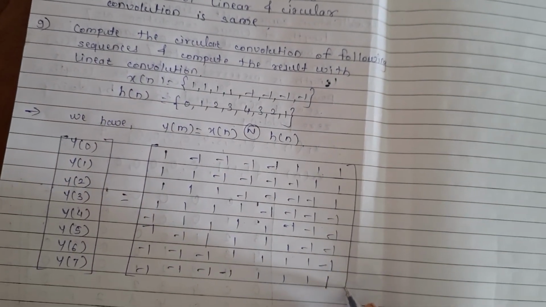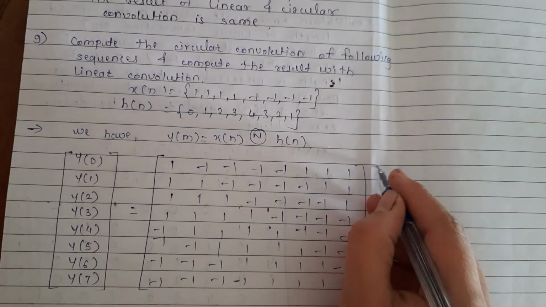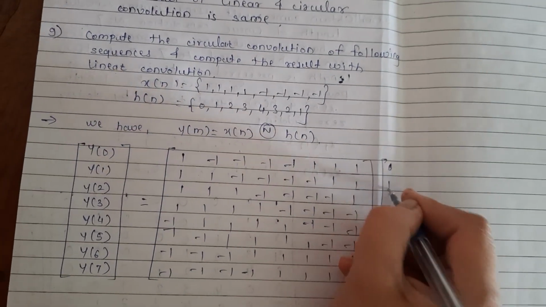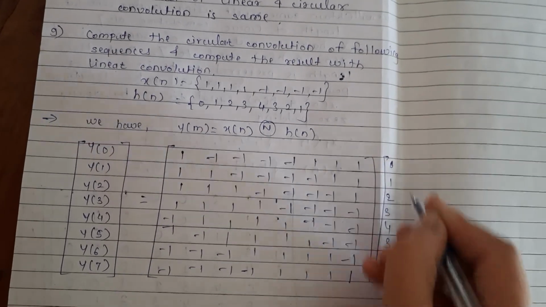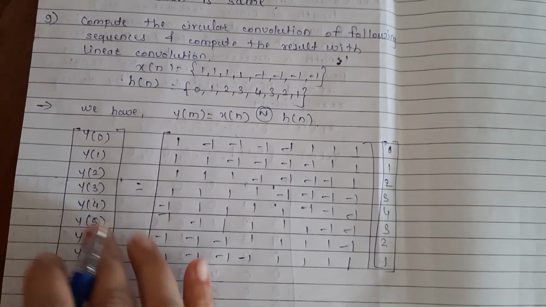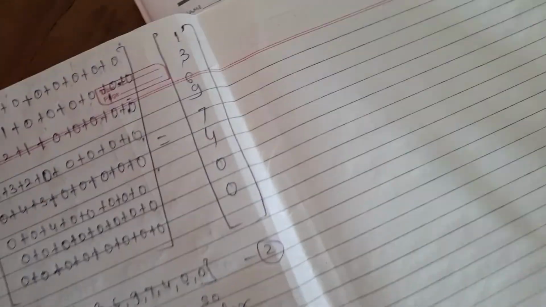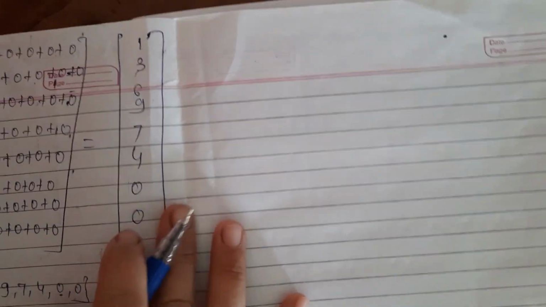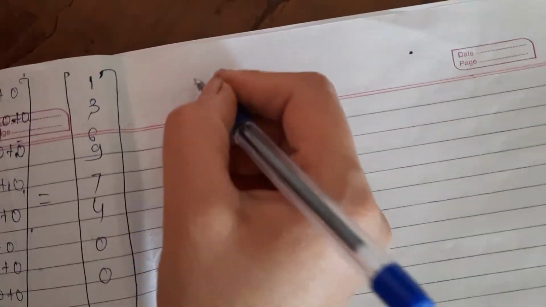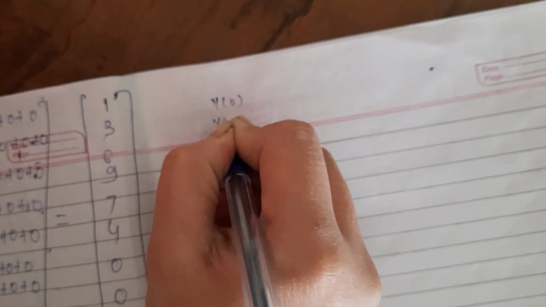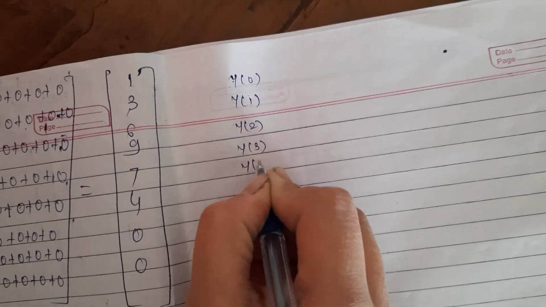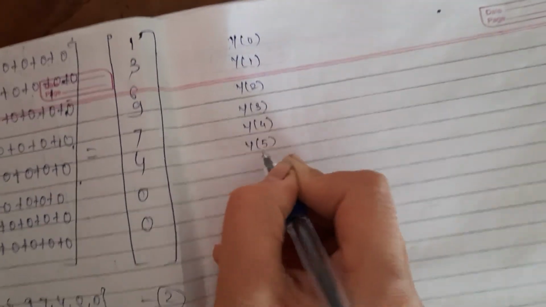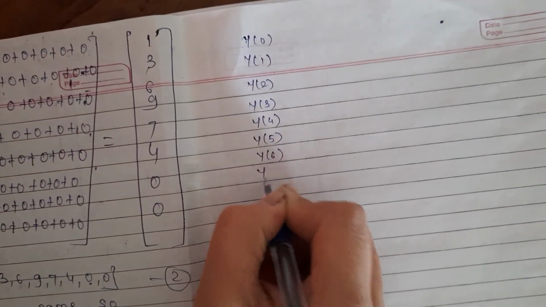So this is an 8 by 8 matrix, and here it is 0, 1, 2, 3, 4, 3, 2, 1, that is h of n. Now we solve this matrix. So it is y of 0, y1, y2, y3, y4, y5, y6, and y7.